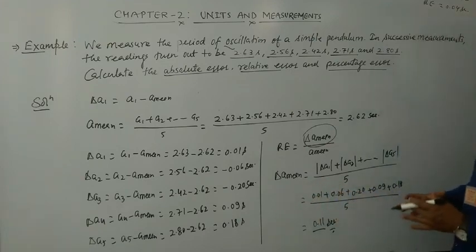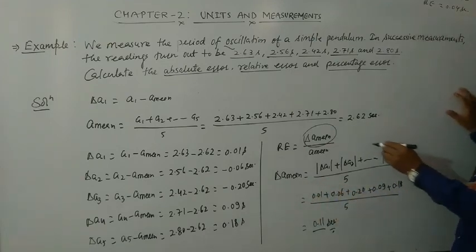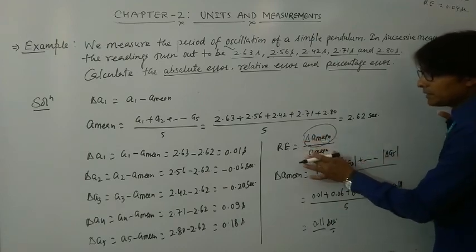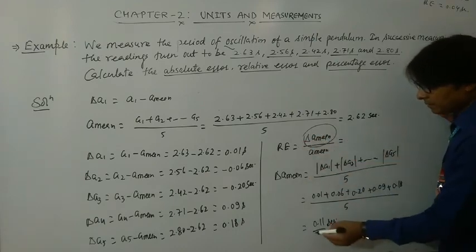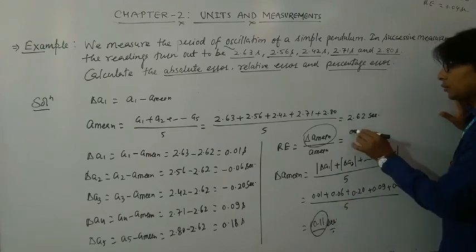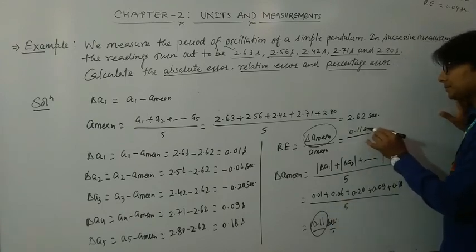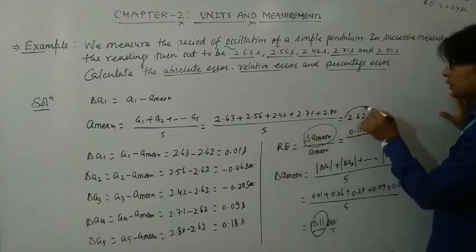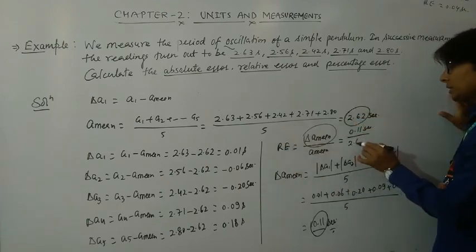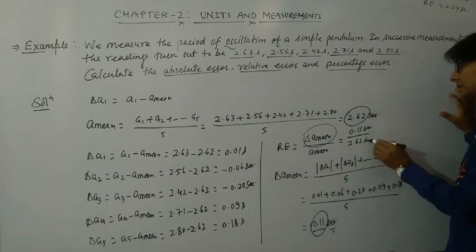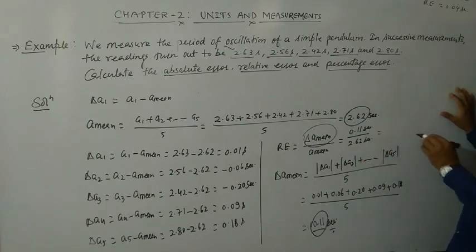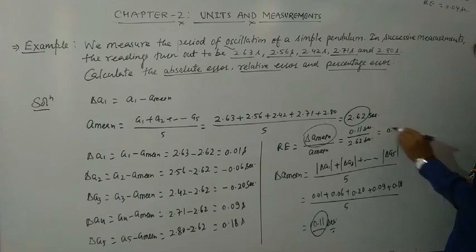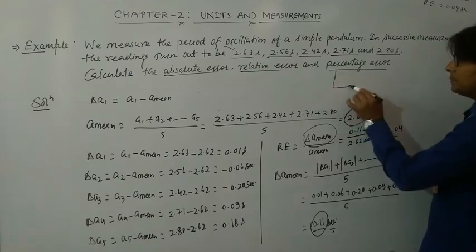Now we have to find out the value of relative error, and the formula is mean absolute error divided by mean value. The mean absolute error we have calculated as 0.11 seconds, divided by A mean, which we have calculated as 2.62 seconds. When you solve this expression, it comes out to be 0.04. So this is the relative error, and now the final one is the percentage error.